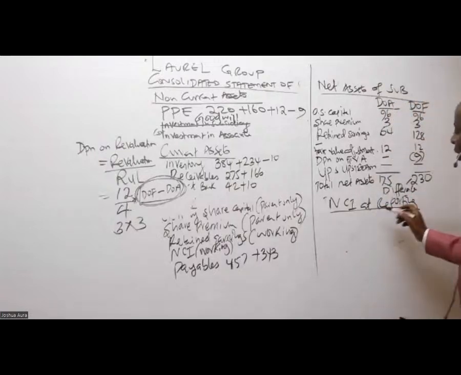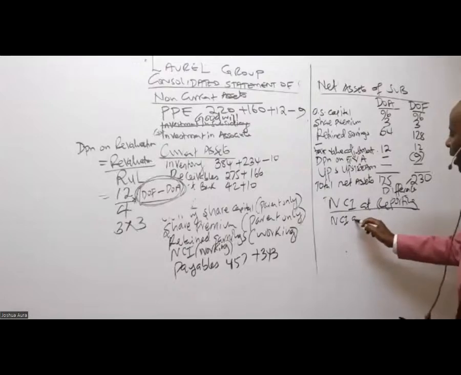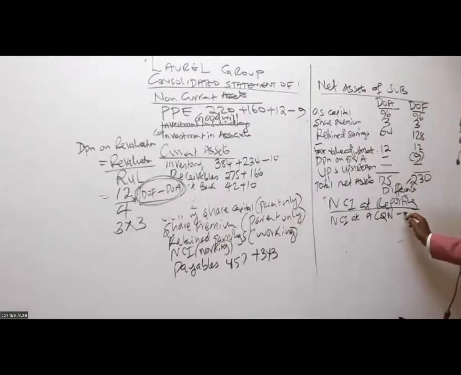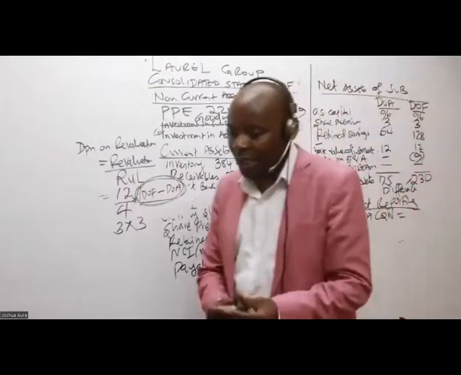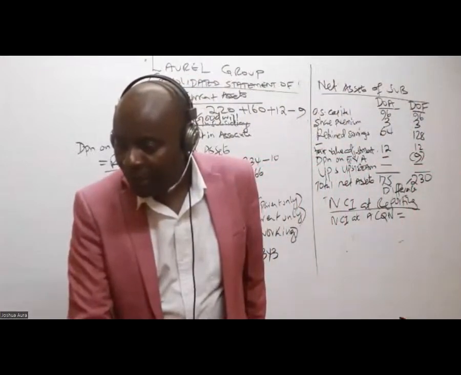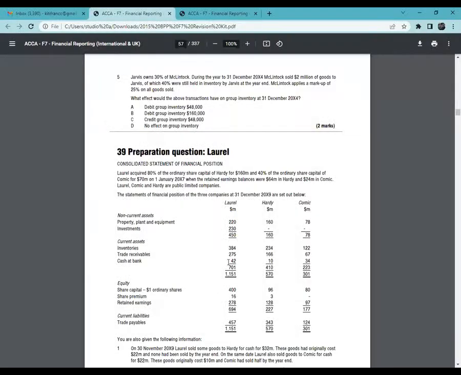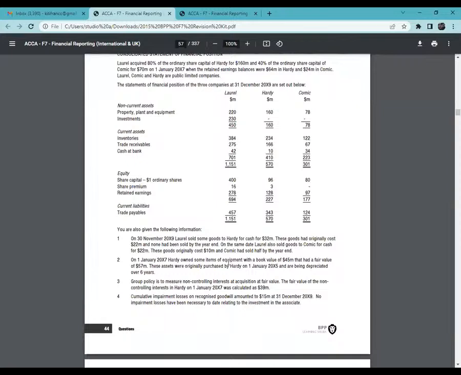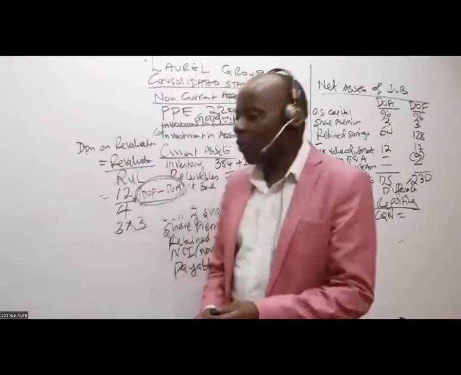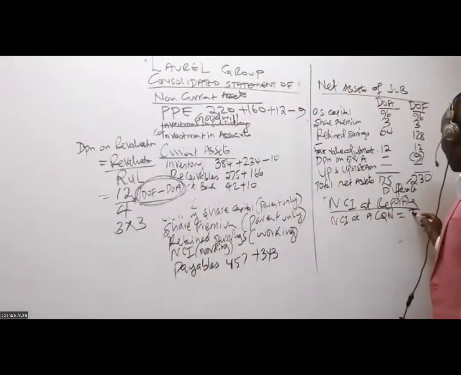So NCI at reporting will be equal to NCI at acquisition. Is there anybody who is able to see NCI at acquisition? Yes, they have told us the group policy is to measure non-controlling interest at acquisition at fair value. The fair value of NCI in Hardy is 39 million. So NCI at acquisition is 39.